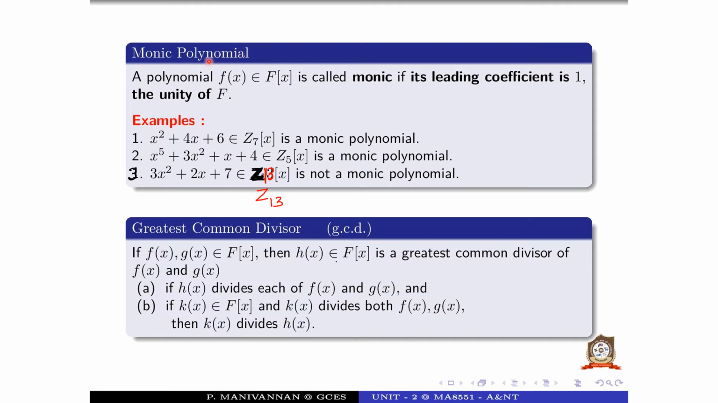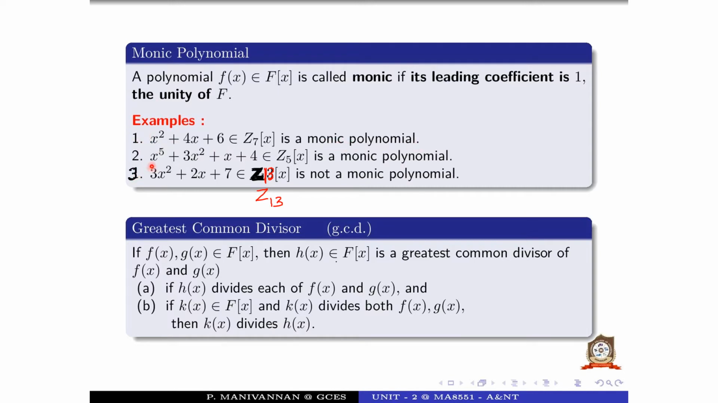Now we define a monic polynomial. A polynomial f(x) belonging to F[x] is called monic if its leading coefficient is 1, that is, the unity of F. Example: x squared plus 4x plus 6 belongs to Z7[x] and is a monic polynomial whose coefficients are in Z7. The leading coefficient is 1. Therefore, it is a monic polynomial.